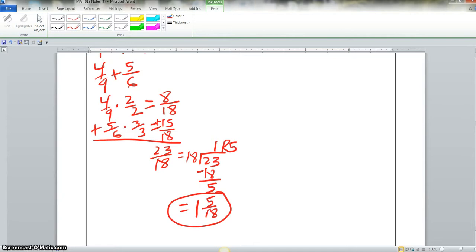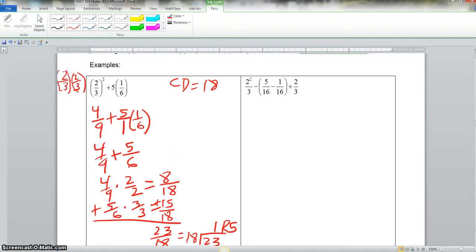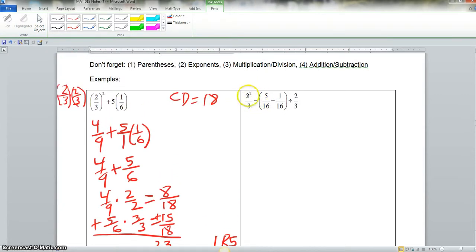Now, we go back to this problem here. We have parentheses, which we can do something inside of. So we would do these parentheses first. 5/16 minus 1/16, we know would give us 4/16. Now you can simplify if you choose, but we can wait as well. But let's just simplify this. 4 and 16, we know they both have 4 in common. So let's just simplify that.